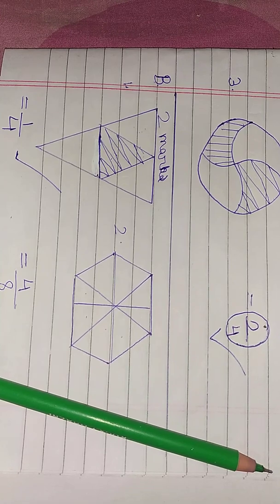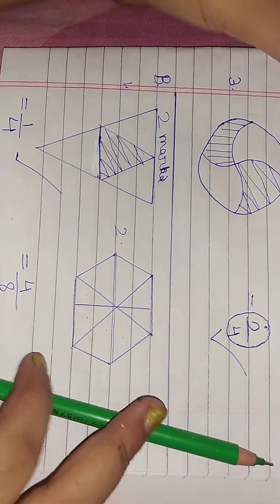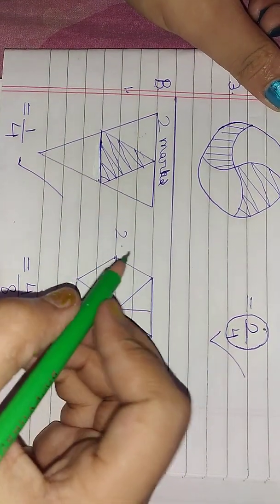1, 2, 3, 4, 5, 6, 7, 8, 9, 10. 10 seconds gone. Now I'm going to show you what is the correct answer.